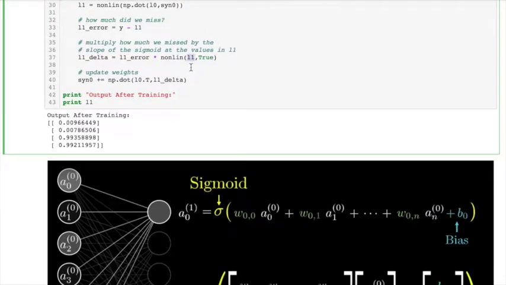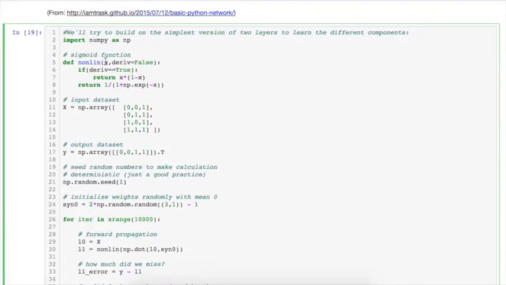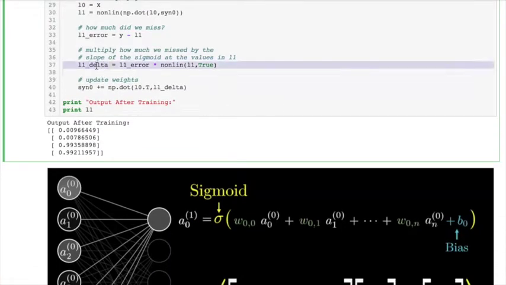Taking the layer we calculate the error for as an input. And what's that? Well, that just says that we're going to take the derivative. We're going to use it instead of the function itself. So this is how we achieve the delta.